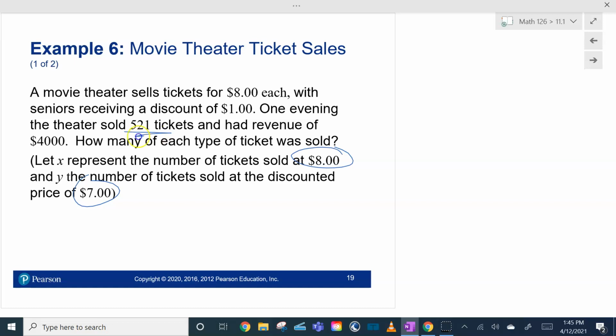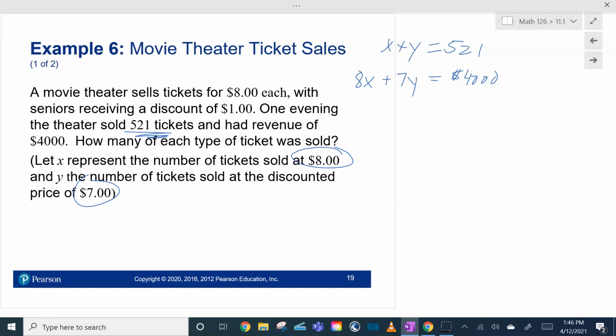Now they sold 521 tickets, so we know X plus Y, there's 521 tickets sold. Now let's do how much money they made. 8 times the number of tickets sold at that amount, and then they're $7 each, and Y is the number of tickets sold at that amount. To make, they had $4,000 that night. All right, so there's our two equations. 8x plus 7y equals 4,000. And then x plus y equals 521.